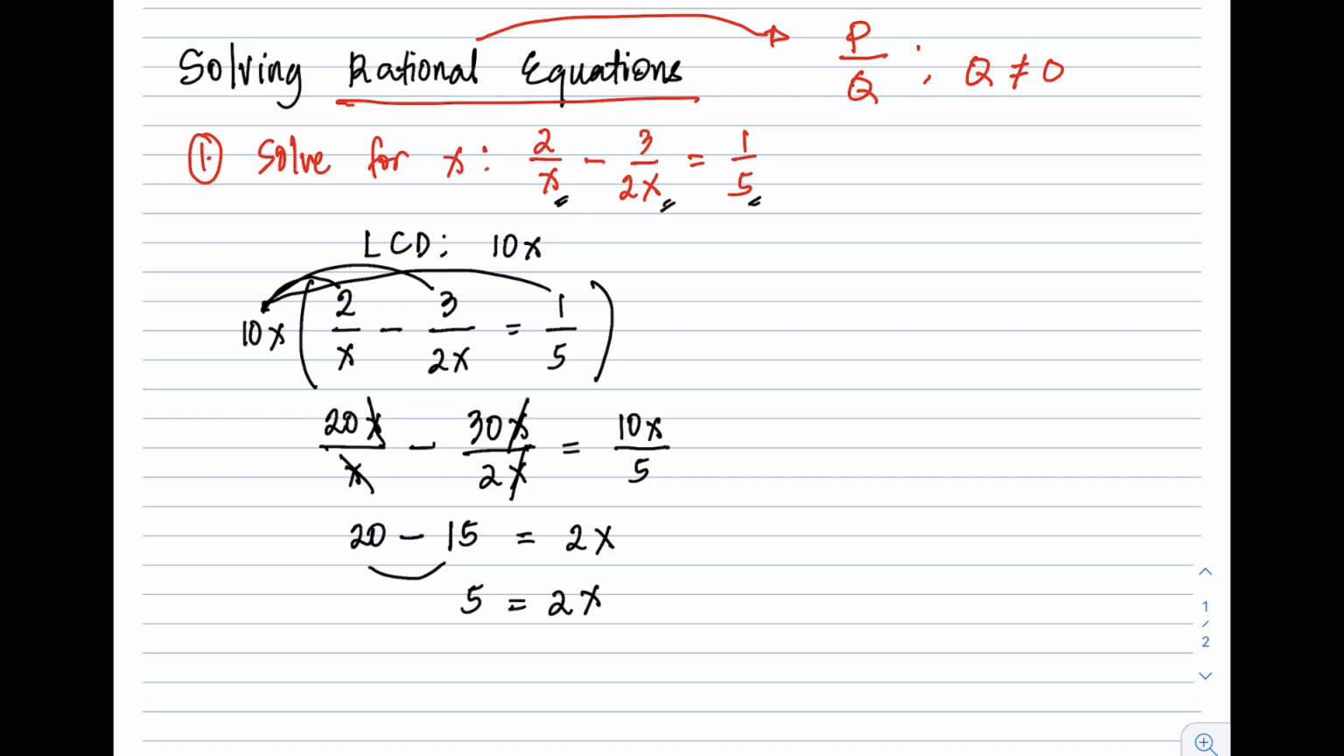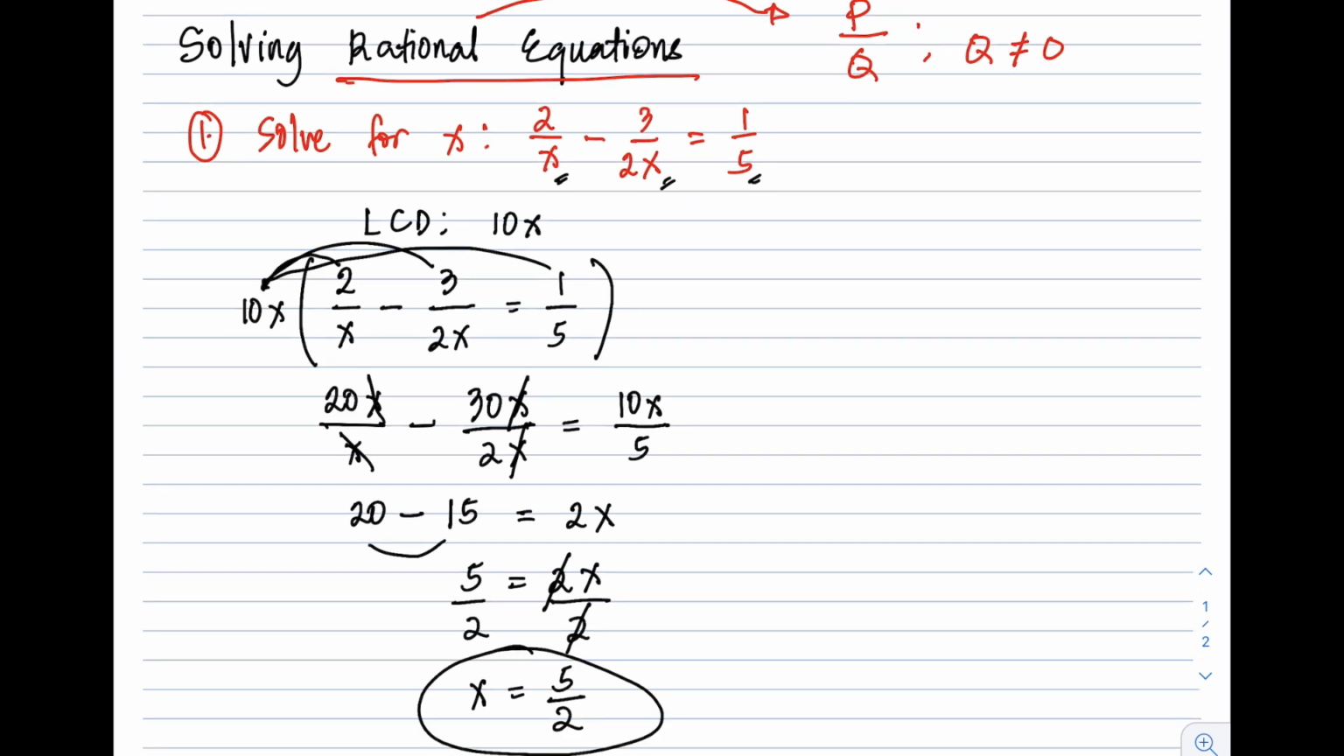Then solving for x, we need to divide both sides of the equation by 2, so that we can cancel this one. Then x is equal to 5 over 2. Okay? So, after natin ma-solve si x, we need to check kung tama ba yung ating sagot, or malalaman natin dito kung yung 5 over 2 ba is hindi siya extraneous root.